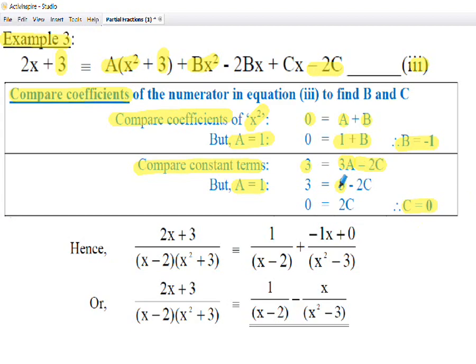I now just need to write the constants into the original partial fractions, so a over the x minus 2 plus the b in this case, which is minus 1x, plus the c, which is 0, over the x squared minus 3. The last line I've just tidied the equation up.